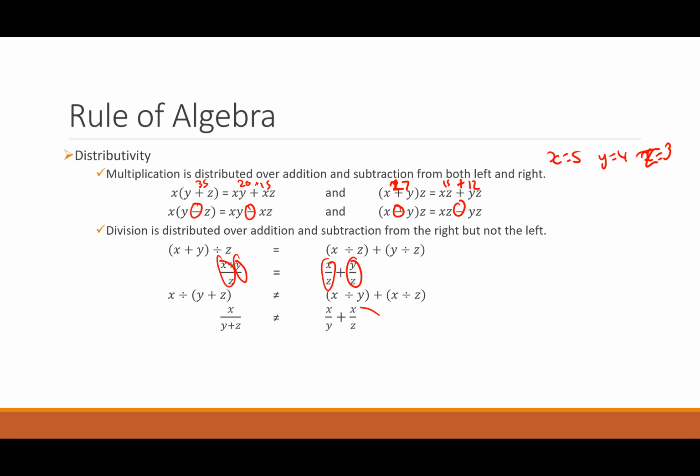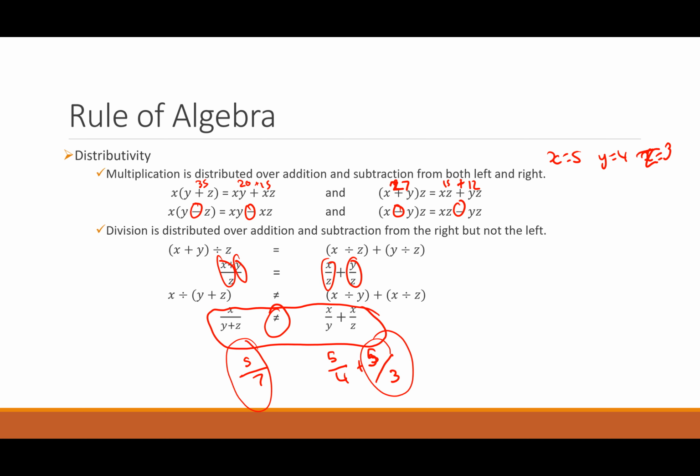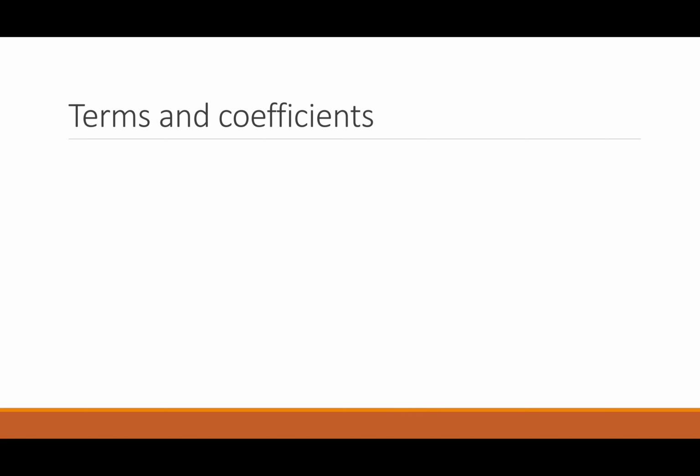So this is not equal. Let's just do an example. If we did 5 over 4 plus 3, which is 5 over 7, and on the right hand side it's 5 over 4 plus 5 over 3. That's greater than 1, so it's obviously not the same as that. And that will do for this video.